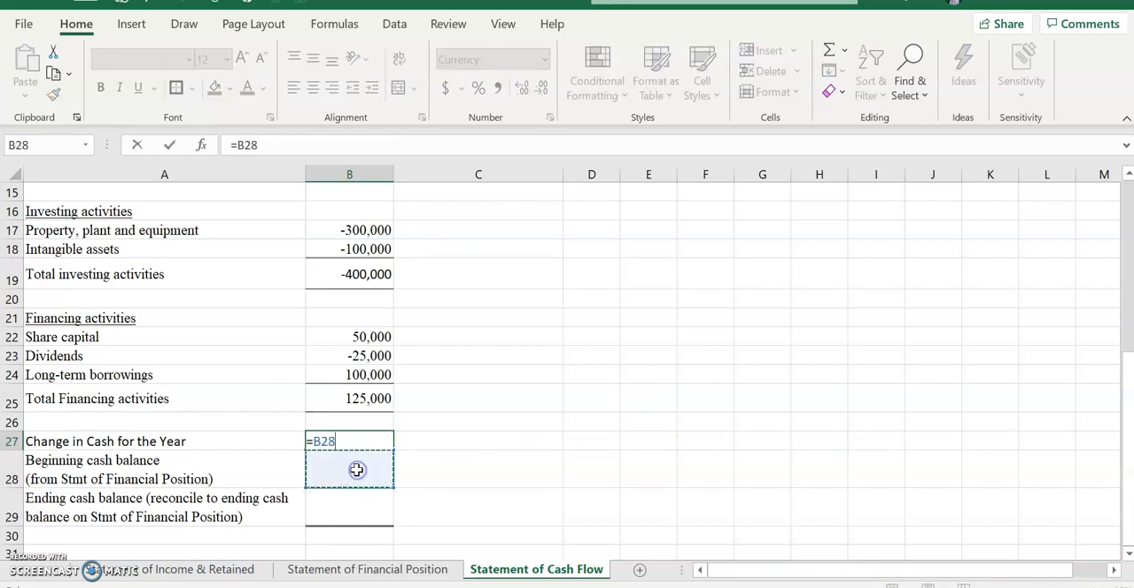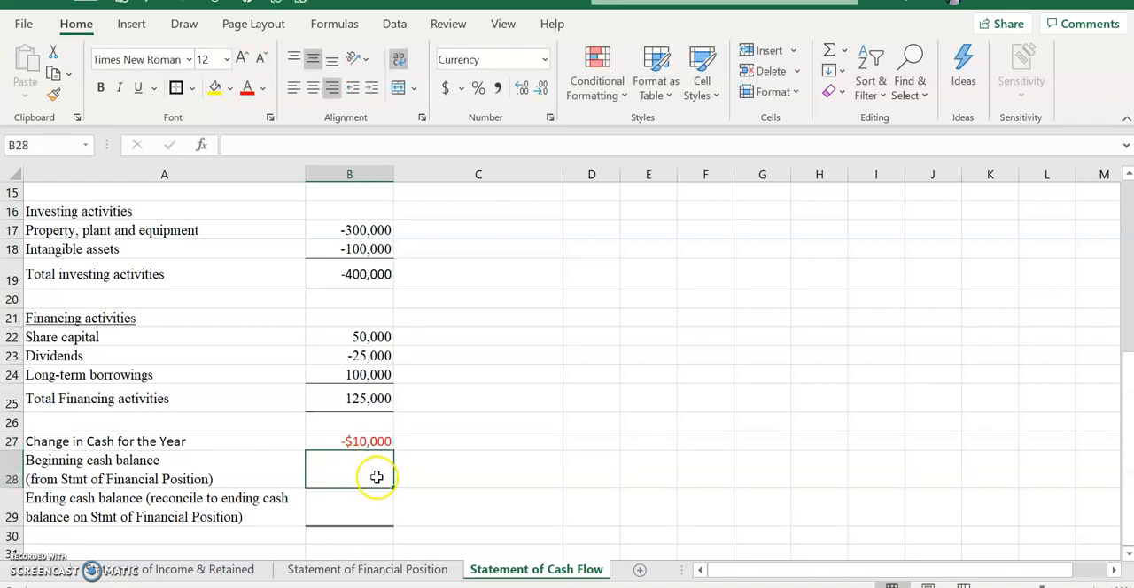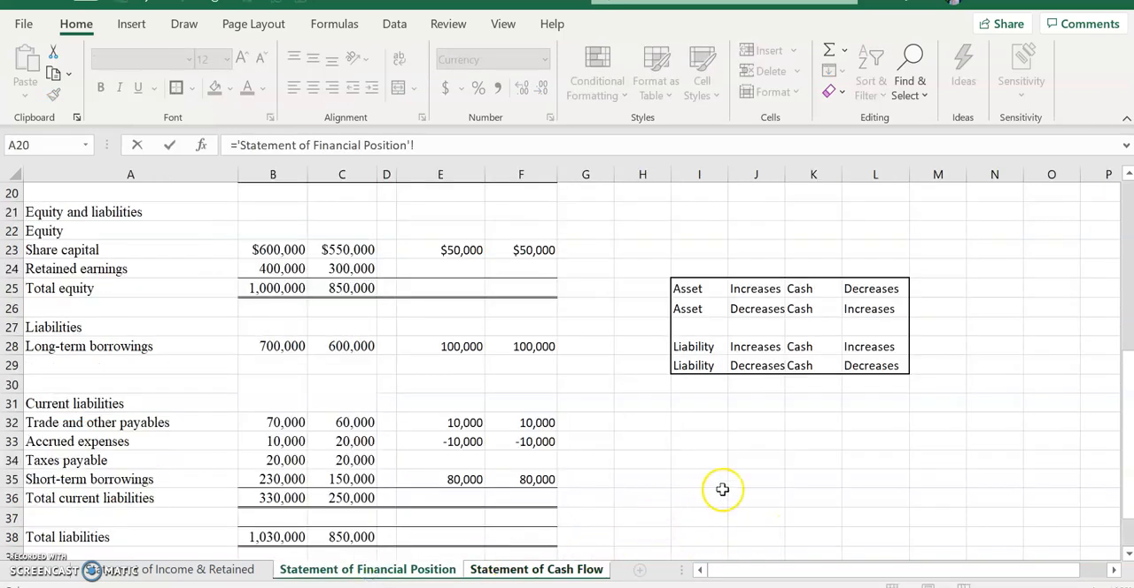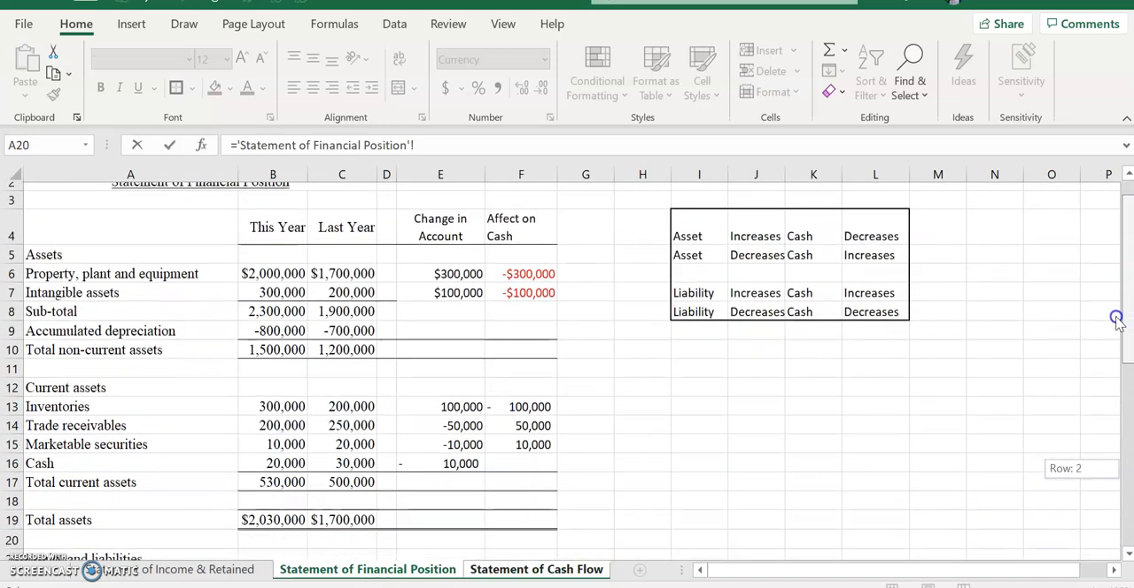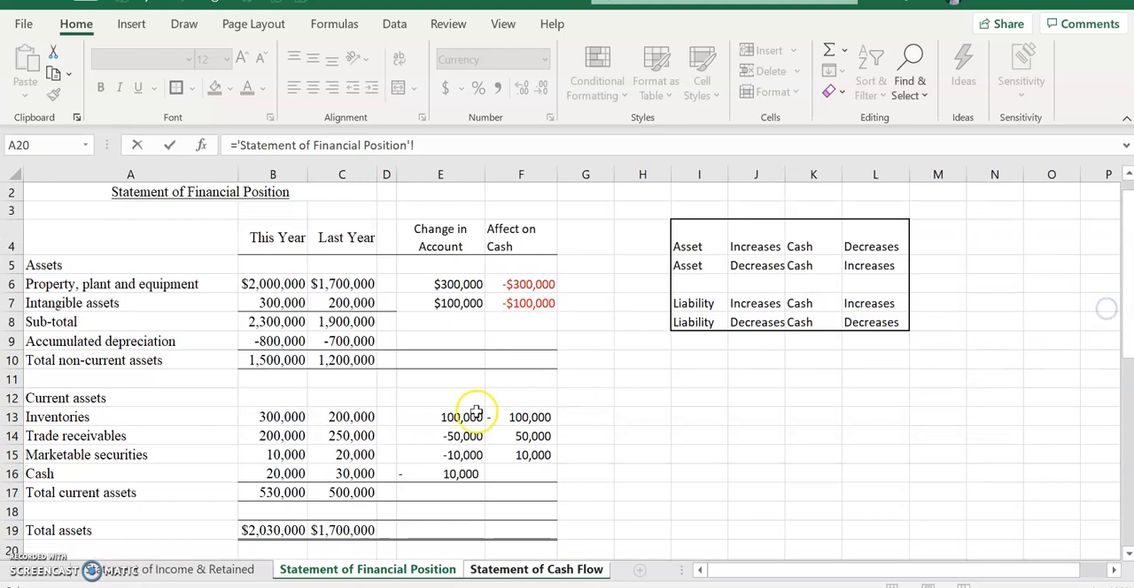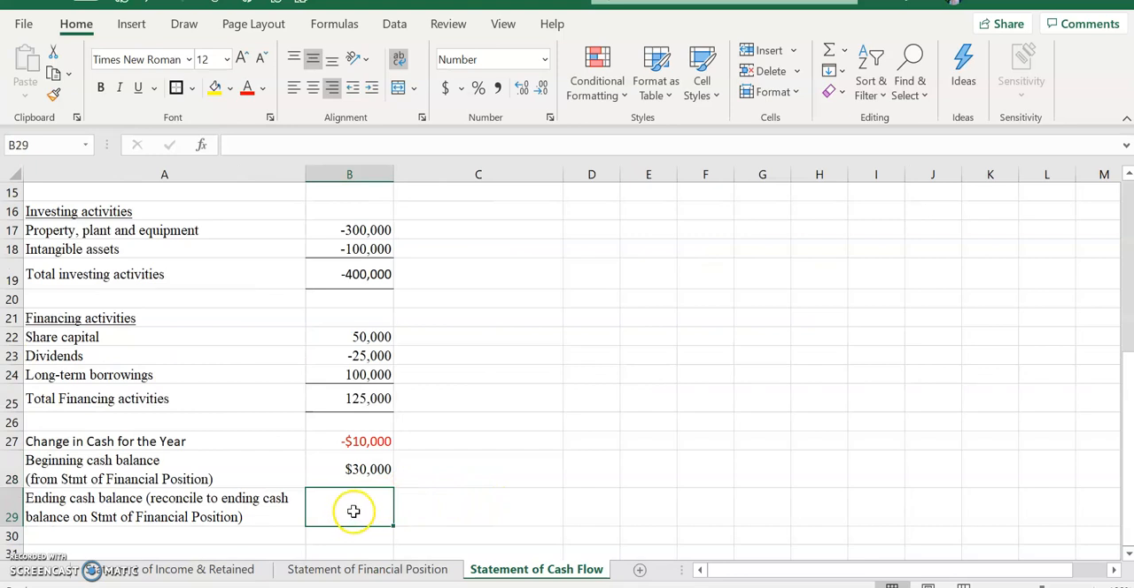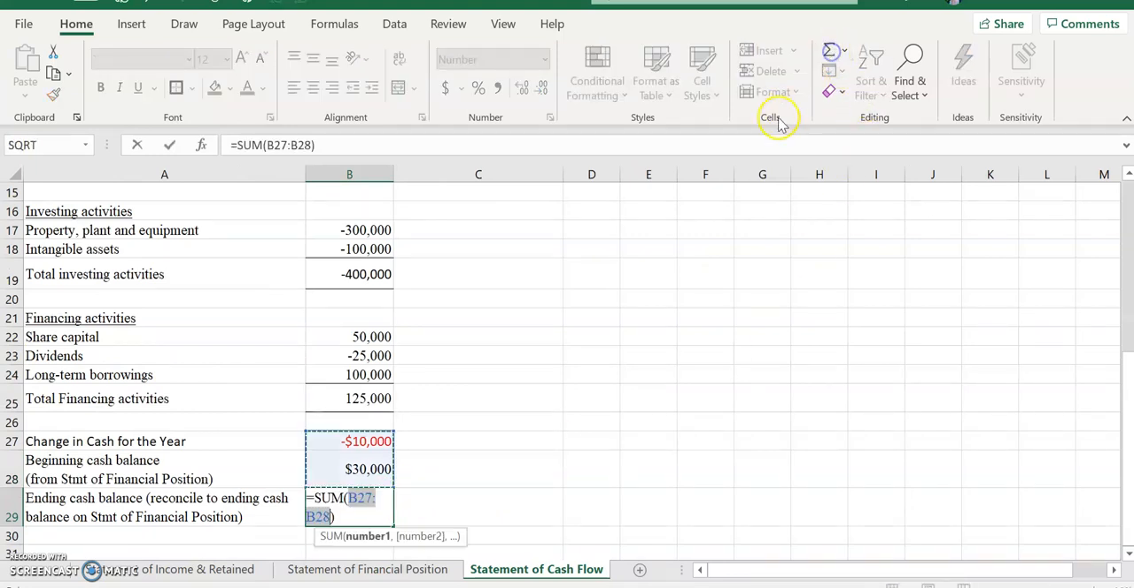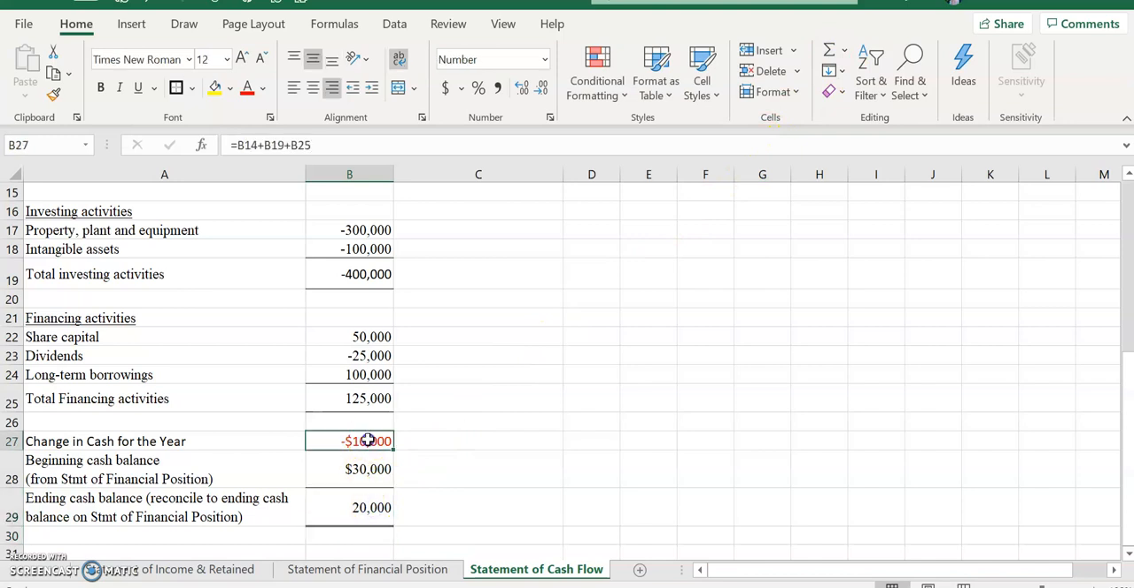All I need to do is add in my beginning cash balance, I know what that is. So I'm going to go equals, go over to my statement of financial position. My beginning cash balance, so last year's ending balance, which was this year's beginning balance, is 30,000. So I know that if the change for the year was negative 10, and I started with 30, then if everything in the statement of cash flow is correct, my ending cash balance should be 20. Let's go look and see if I'm correct.